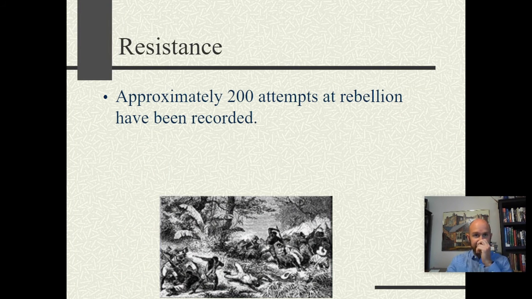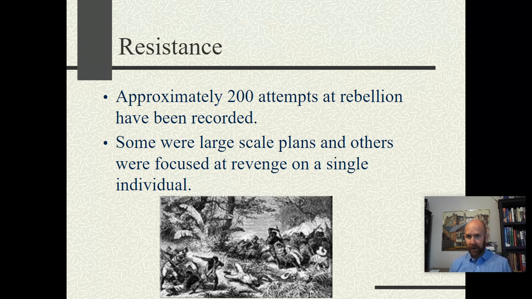We will see resistance to slavery from the slaves themselves. About 200 attempts at rebellion were recorded. There were probably more than that, but around 200 are recorded. Really, none of them will be successful, and that goes to show you how absolutely repressive the system of slavery was. Some of these rebellions were really large scale. We talked about Nat Turner before. We'll hit on him again today in this lecture.